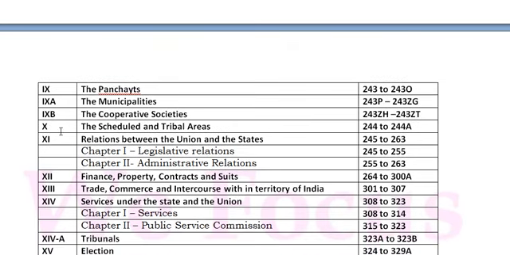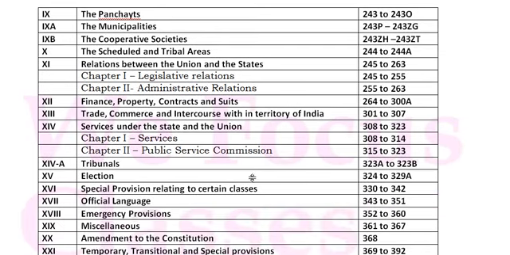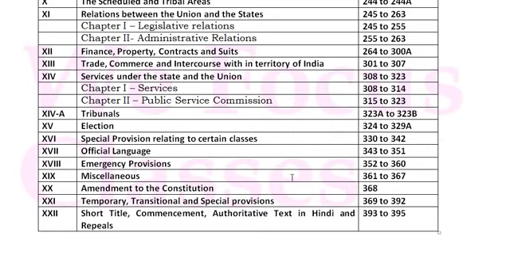Next, part 10 deals with the scheduled and tribal areas. The articles covered are 244 to 244A. Then the relations between the union and the states, with 2 chapters in it: legislative relations and administrative relations. And finance, property, contract, suits, 264 to 308. This is not very important. One more important thing is public service commissions, civil services commissions, from 315 to 323. And tribunals, and one more important thing, elections, from 324 to 329A. And official language, just remember what the parts are.